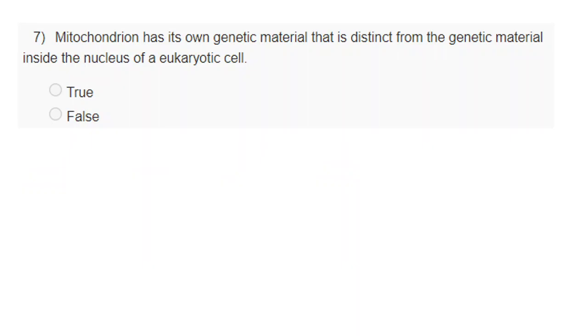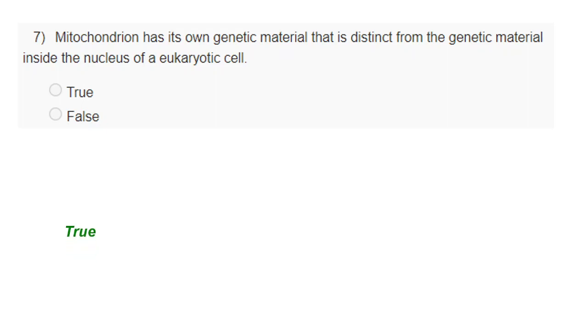Moving on, mitochondria has its own genetic material, and that is distinct from the genetic material inside the nucleus of a eukaryotic cell. Is it true or false? False. You think it's false? Anybody? True. False, ma'am. Okay. True. So it is actually true.